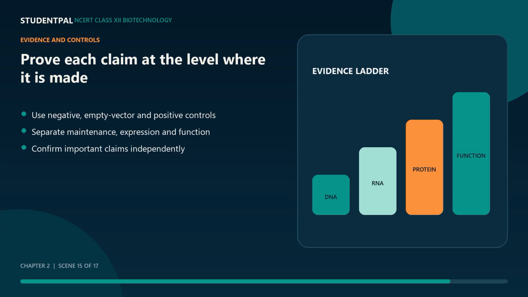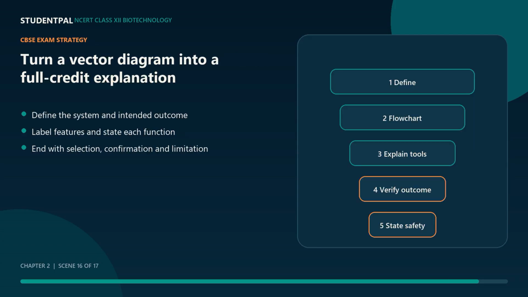For example, a band of expected size is an observation. Correct insert identity is an interpretation that may still require sequencing. Good biotechnology moves from observation to supported inference to a clearly limited conclusion. For a 3 or 5 mark answer, start by defining the host vector system as a compatible combination that supports entry, maintenance, recovery, and the intended cloning or expression outcome.